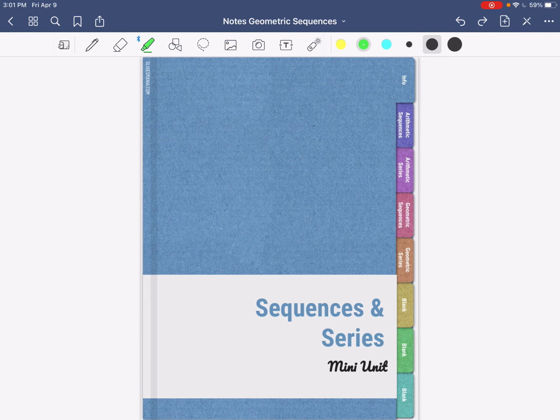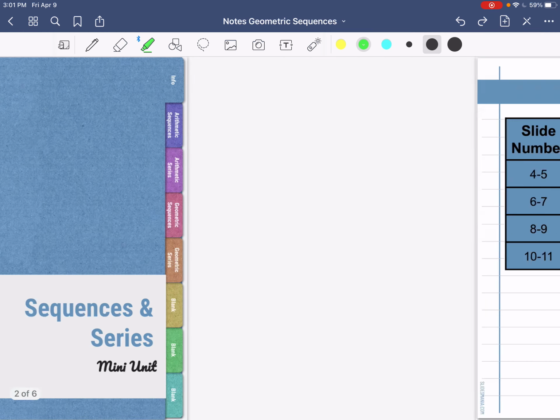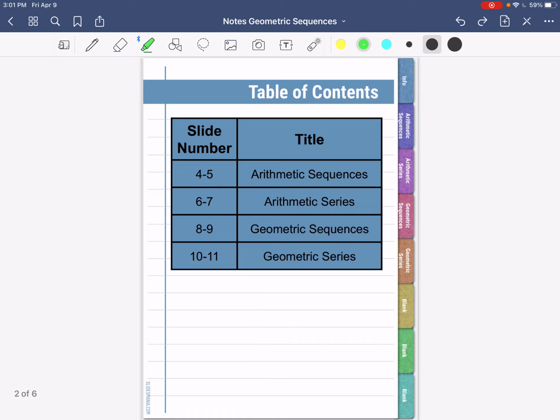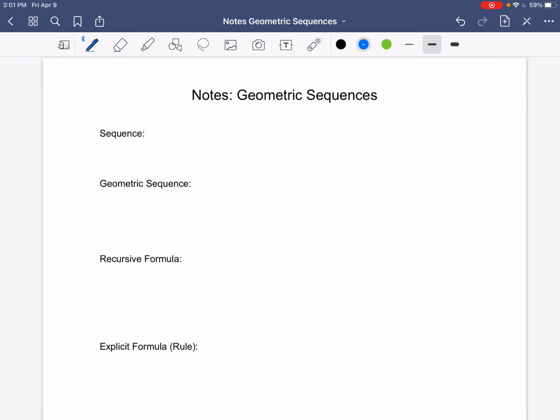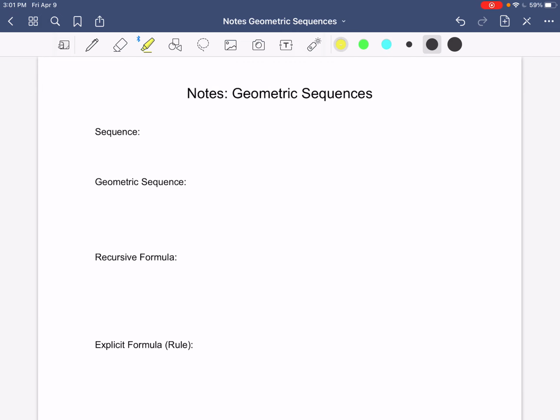Hey guys, this week we're starting geometric sequences and series. Today we're going to be taking our notes for slides 8 and 9 about geometric sequences. At the top of your paper, you can go ahead and put your title.